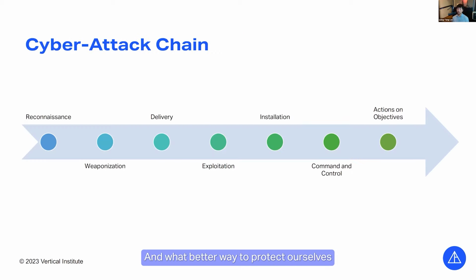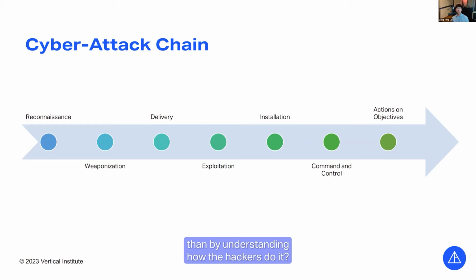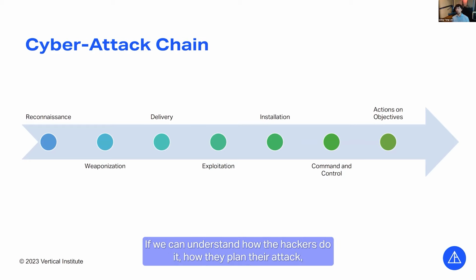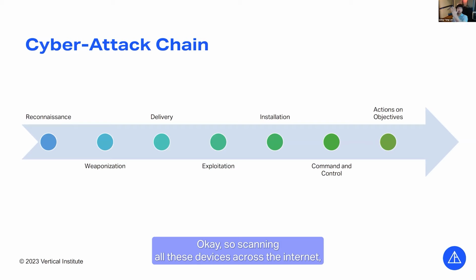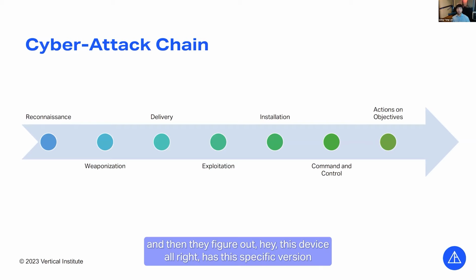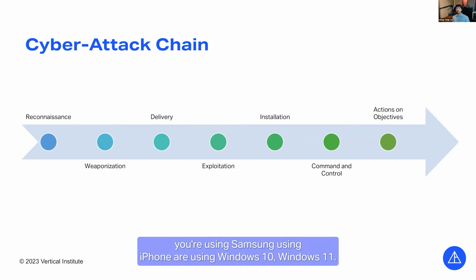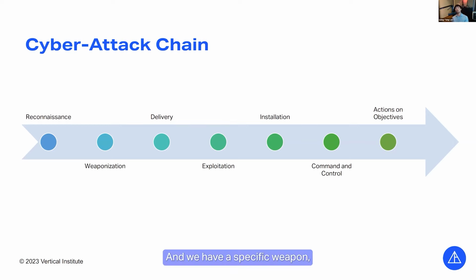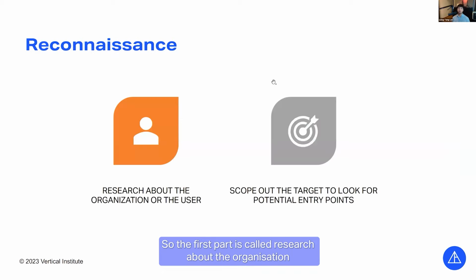And what better way to protect ourselves than by understanding how the hackers do it? If we can understand how they plan their attack, then we'll be able to better stop them in their tracks. They scan for all these devices across the internet, and figure out, hey, this device has this specific version. You're using Samsung, iPhone, Windows 10, or Windows 11, and we have a specific weapon that we can use against this device. So the first part is called research about the organization or the user.